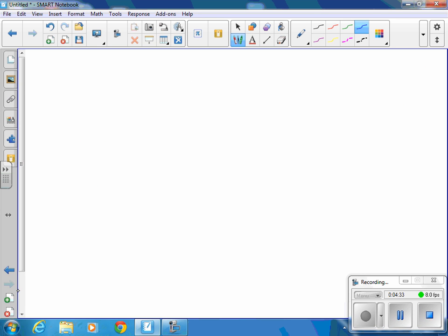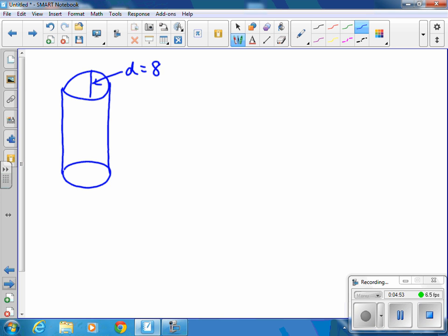Okay, let's look at a cylinder. Now a cylinder is still kind of a prism, even though it's got the curved sides and all. We're going to make a circle at the top and 2 straight lines, and then a circle at the bottom. Actually more of an oval, I guess I'd say. Now let's say that on this one we have a diameter, this is D, is equal to 8 centimeters.